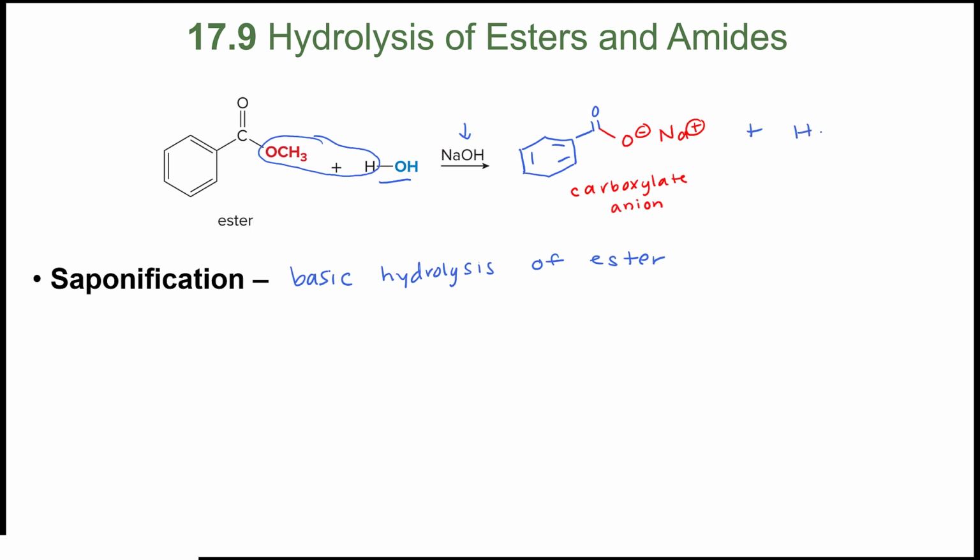And then the alcohol. For a saponification reaction, which is how we can make soap, we hydrolyze using sodium hydroxide, and instead of ending up with the carboxylic acid, under the basic conditions, we'll have the carboxylate salt.